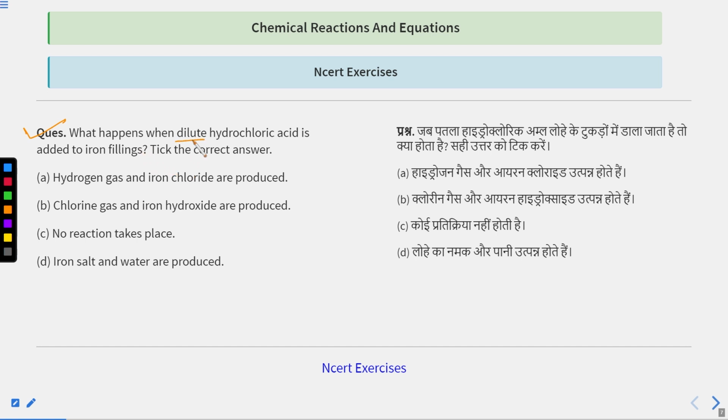What happens when dilute HCl, means dilute hydrochloric acid, is added to iron filings? Iron filings is what? Fe, right? So you can write solid. So Fe solid is reacting with dilute HCl, means aqueous. It means whenever metal plus acid, you know a reaction, when metal plus acid are reacting with each other, they will form salt and hydrogen gas is released here. And there is a test for hydrogen gas. What is the test for hydrogen gas? Definitely when metal plus acid reacting, they will form salt and hydrogen gas.